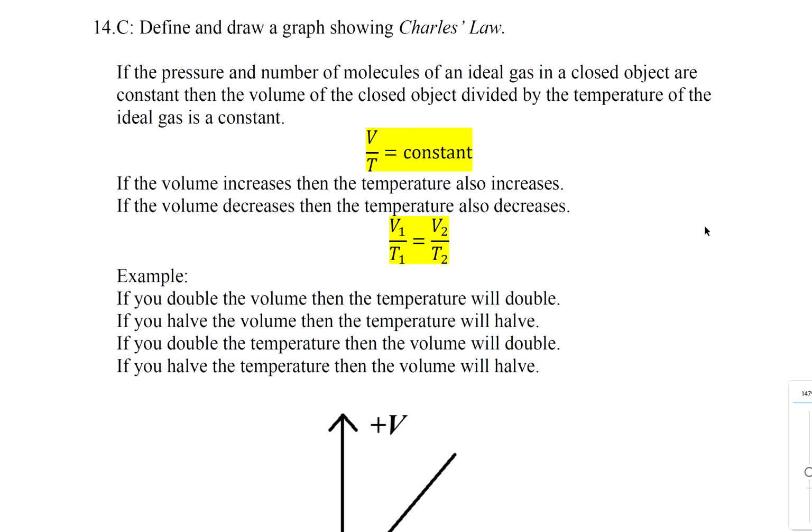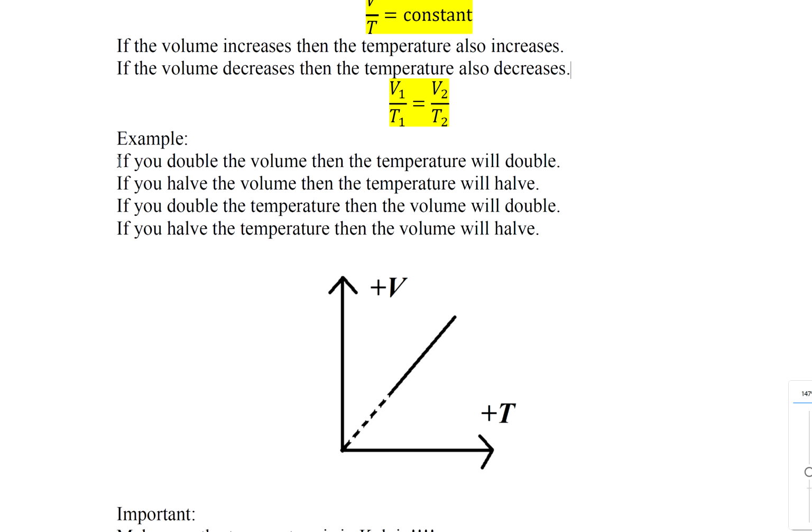Question 14, define and draw a graph showing Charles's law. So if the pressure and number of molecules of an ideal gas in a closed object are constant, then the volume of the closed object divided by the temperature of the ideal gas is a constant. So V over T equals a constant. So if the volume increases, then the temperature increases. If the volume decreases, then the temperature also decreases. So if you double the volume, then the temperature doubles. And if you halve the volume, the temperature will halve.